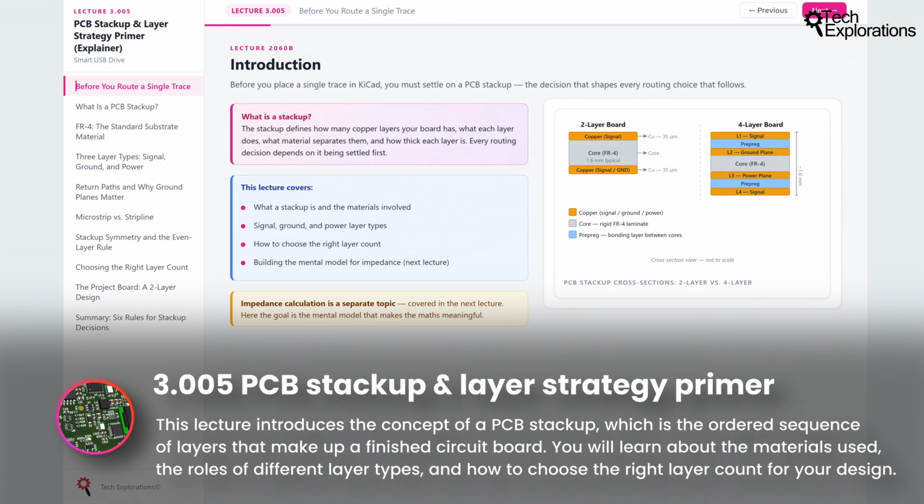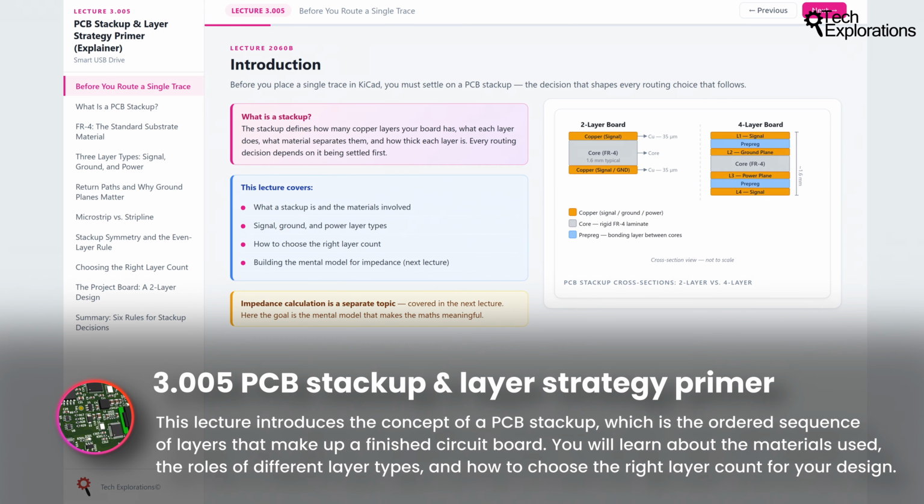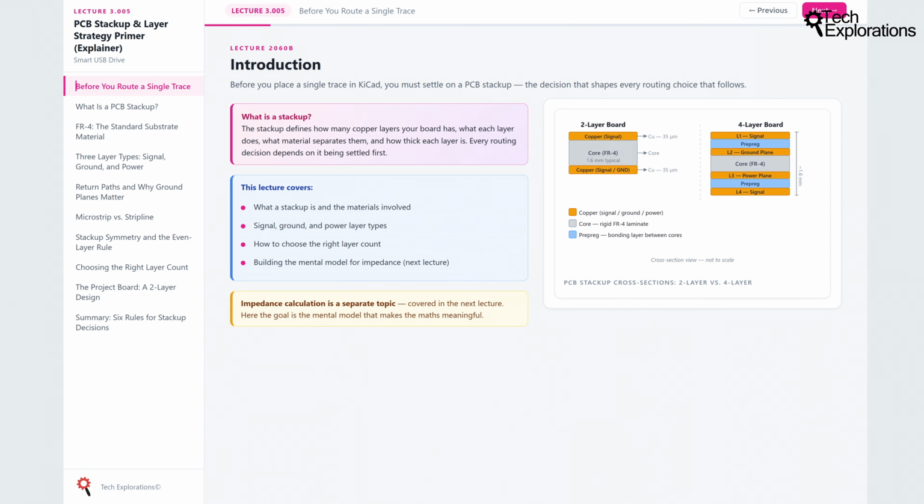Before you place a single trace in KiCad, there's a decision you must make that affects every aspect of the design. That's the PCB stackup to use. The stackup determines how many copper layers your board has, what those layers do, what material separates them, and how thick each layer is. Every routing decision depends on the stackup being settled first.